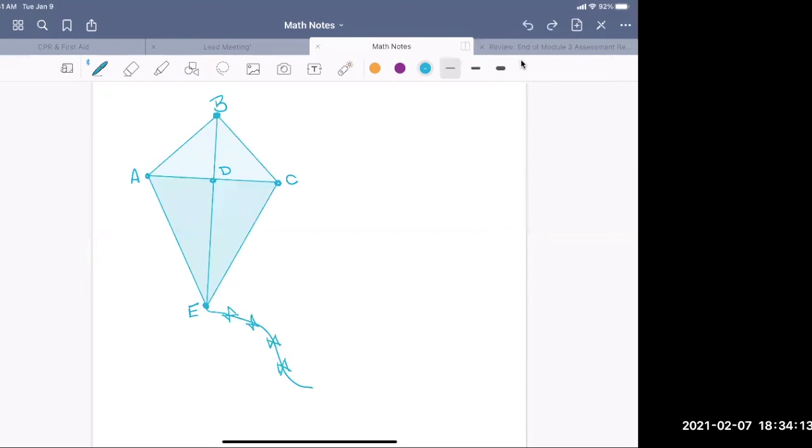Okay, and then we also have multiple angles. So we could have angle BCE. We could have angle BCD. We could have angle DCE. Okay, what other angles can you identify? Identify at least 3 more angles in this image.